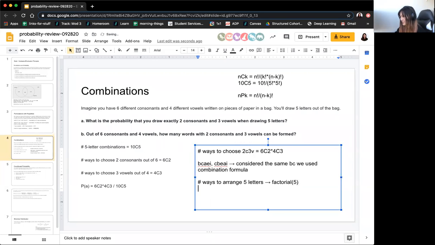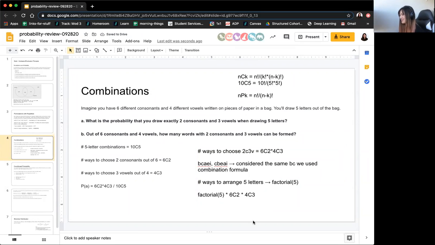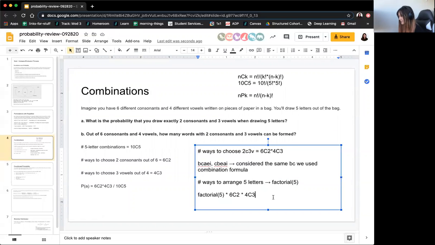So now we sort of have to put this together. The number of ways to arrange 5 letters is factorial 5, and the number of 5-letter combinations that we have is here, 6 choose 2 multiplied by 4 choose 3. So therefore, the number of words with 2 consonants and 3 vowels is the product of these two. It is factorial 5 multiplied by 6 choose 2 multiplied by 4 choose 3. Cool. And there we have it. I think that is the answer for E. All right, any questions about this one?